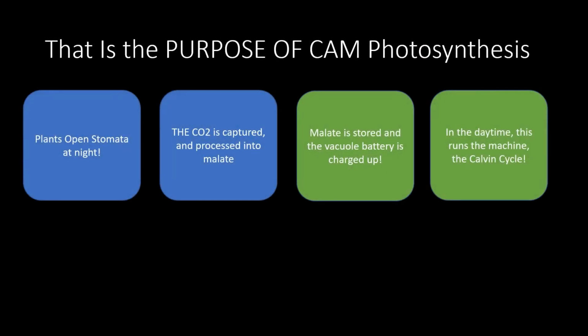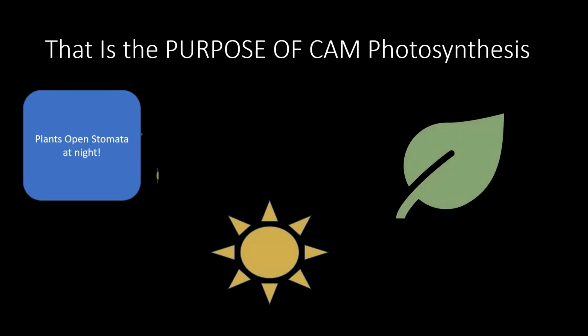Well, your friends, that is the purpose of CAM photosynthesis. Of course, in a plant context, but we'll explore that. So, stomata. The stomata allow plants to absorb carbon dioxide, something they need for photosynthesis. And in CAM photosynthesis, plants are able to open their stomata at night.